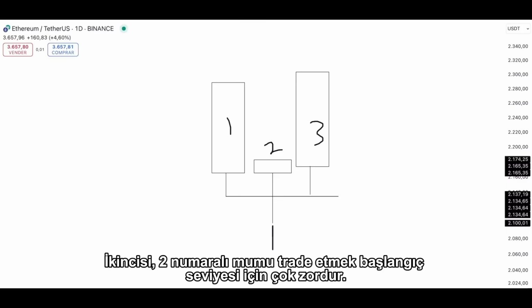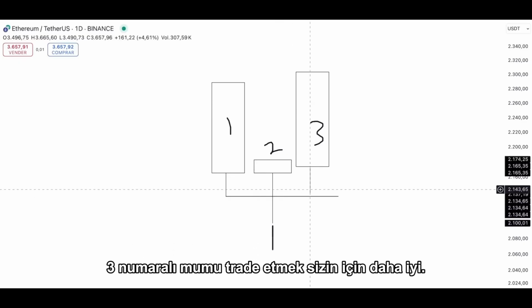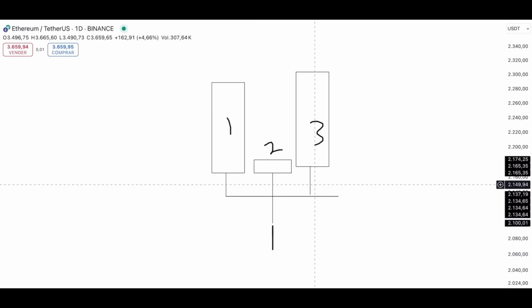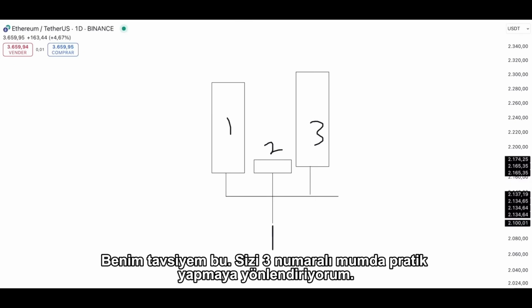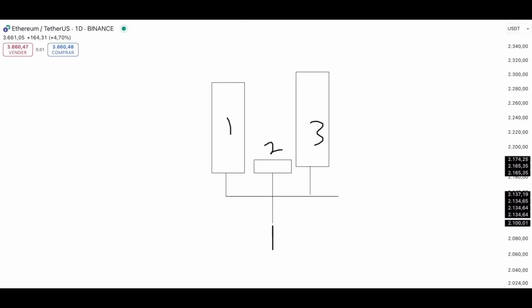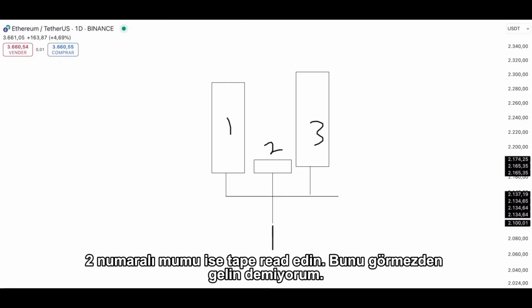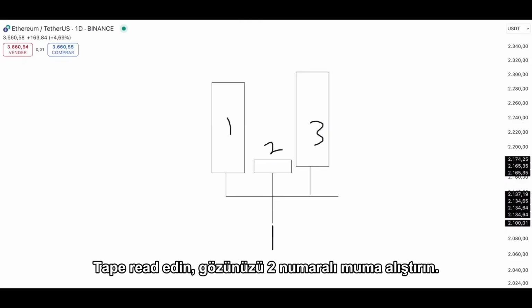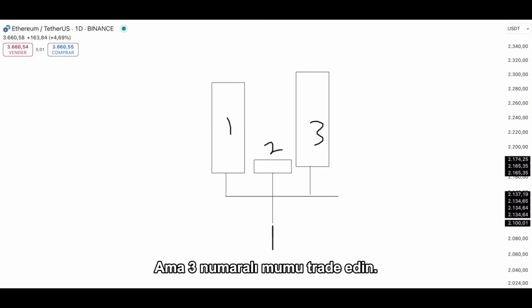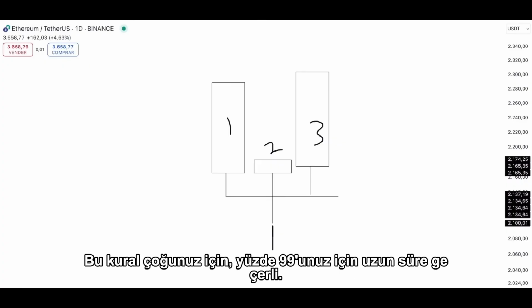And number two, candle number 2 is very difficult to trade at the beginning, right? You're better off trading candle number 3. So my advice, and I'm pushing you towards practicing with candle number 3 while tape reading candle number 2, right? I'm not saying ignore it, tape read it, get your eyes used to candle number 2, and then trade candle number 3. Eventually, when you master candle number 3, then, and only then, may you proceed to start trading candle number 2. And this applies to most of you, like 99% of you, for a long, long time.